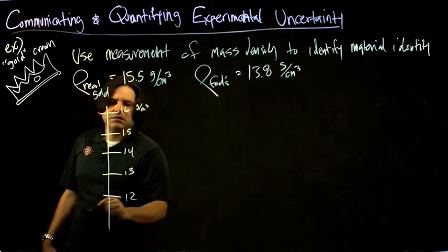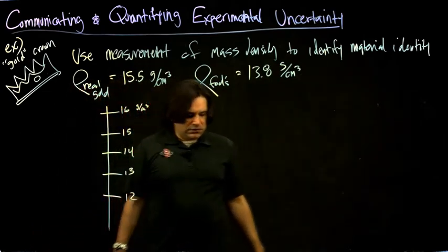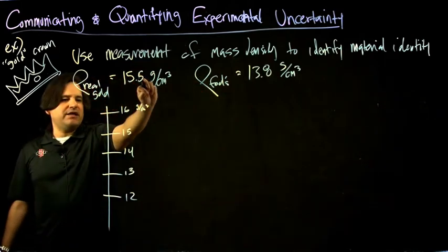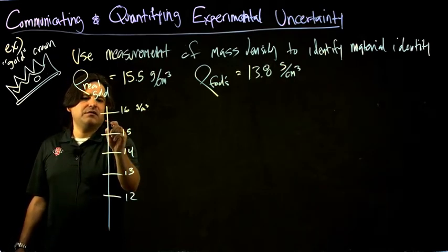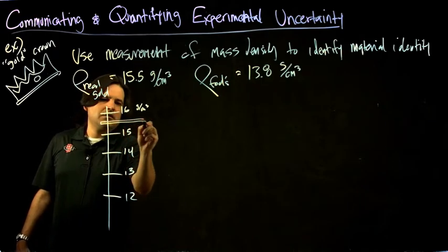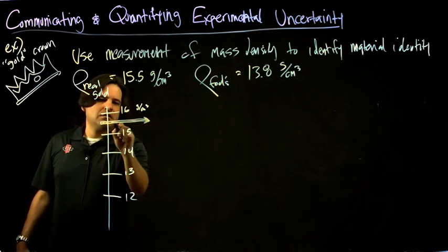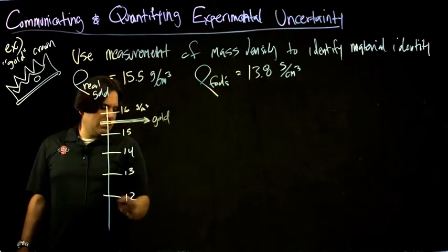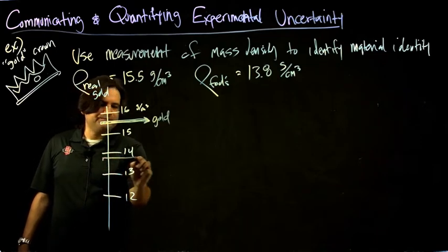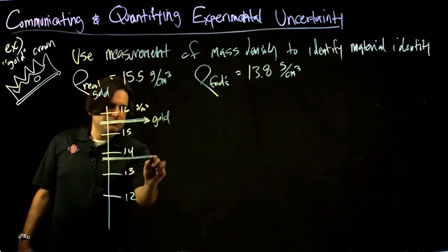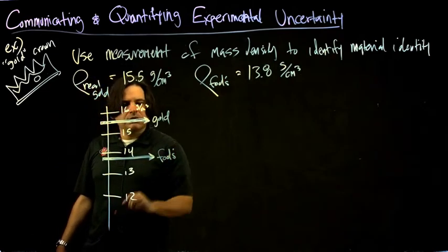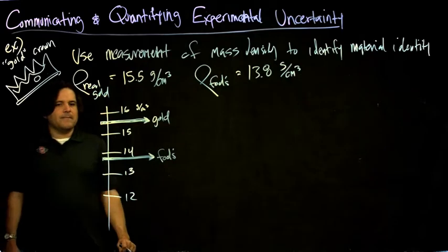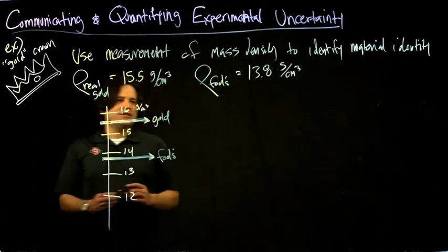So this is our results of our mass density meter, which doesn't exist, but we'll put our results here. What we're expecting, our expected values, the target on this bullseye, is either 15.5, that would be gold. If it's less dense, 13.8-ish, this would be fool's gold. We'll be playing ourselves here.